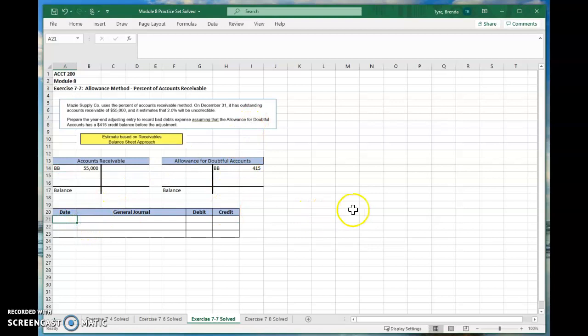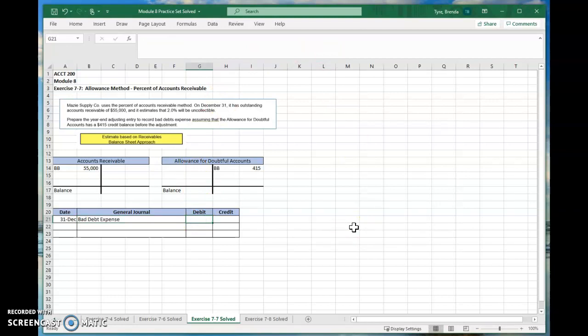And on 12/31, we are making our entry. Again, we are debiting bad debt expense. So in the allowance method, the only time that you debit bad debt expense is when you are adjusting the allowance amount, whether it's the percent of sales method or the accounts receivable method.